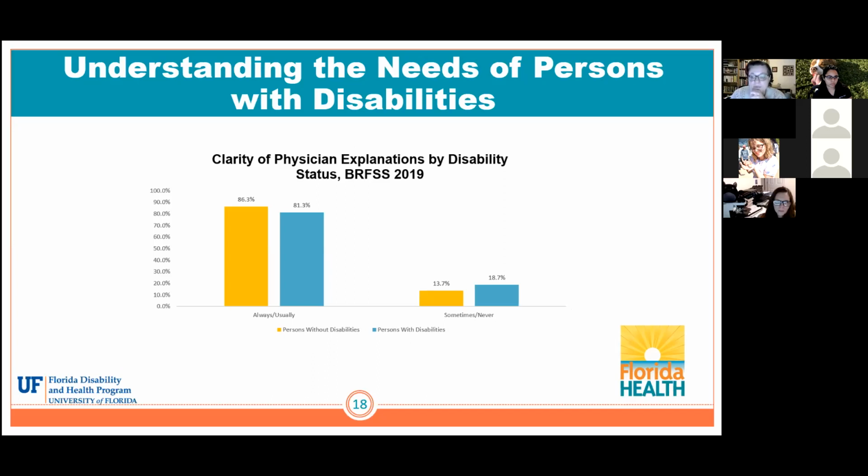Again, as with the last two slides, we see the same basic pattern going on here. In this category, for the clarity of explanations, we see an absolute difference going on of 31% between people with and without disabilities when it comes to feeling like their doctor sometimes or never gives clear, concise explanations.